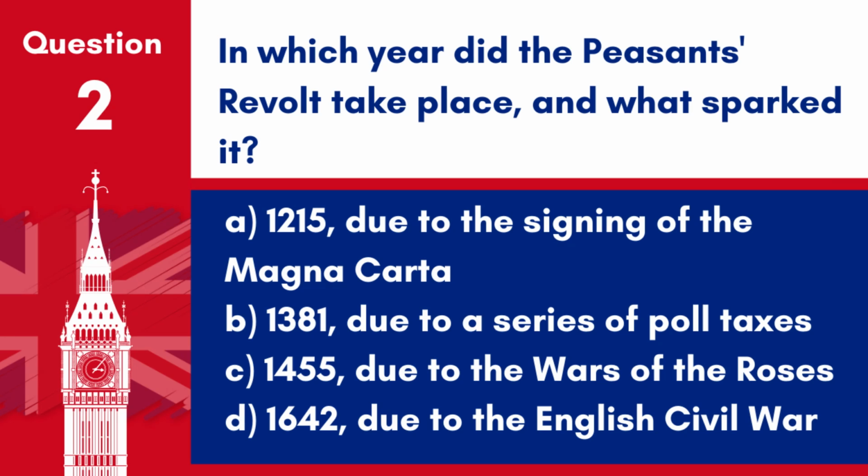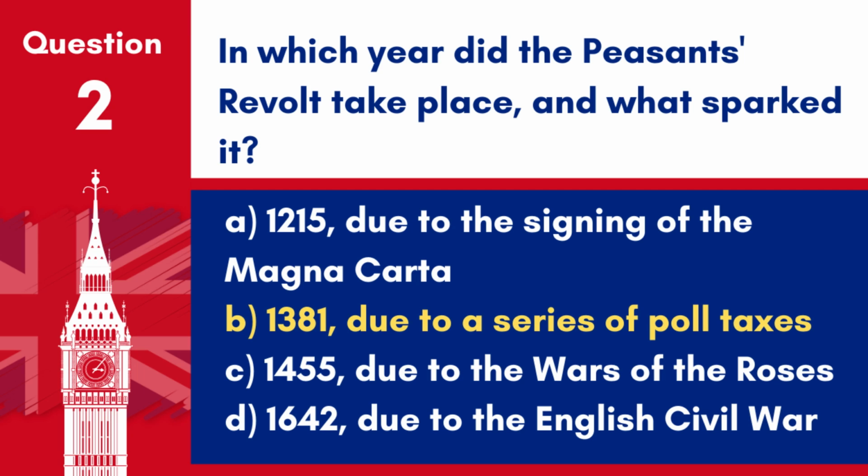Question 2. In which year did the Peasants' Revolt take place, and what sparked it? A. 1215, due to the signing of the Magna Carta. B. 1381, due to a series of poll taxes. C. 1455, due to the Wars of the Roses. D. 1642, due to the English Civil War.